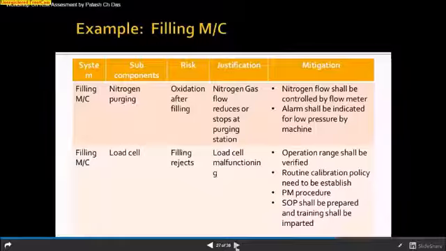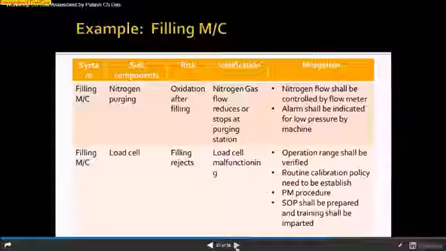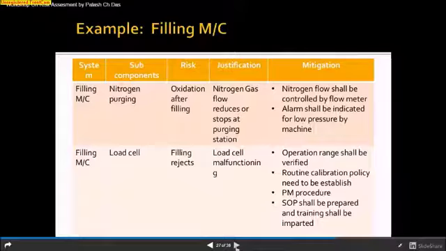Then one more thing is the load cell. When you fill the targeted fill volume, there is a chance of rejections. So in case of load cell malfunctioning, it can be rejected. So the operating range should be verified. When you are talking about the load cell, it should cover the operating range, and calibration should be established, and you should check whether the range needs to be calibrated. Your use range should always be within the calibrated range, not outside the calibrated range. And a PM procedure needs to be established, and an SOP shall be prepared, and training shall be imparted.